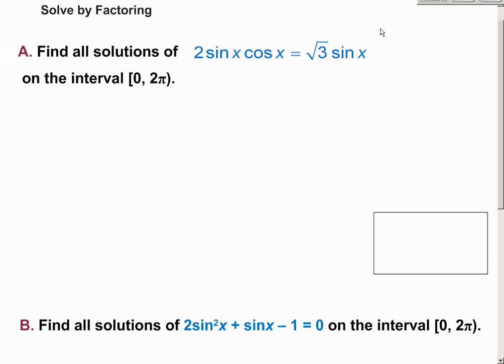We're going to continue solving trig equations by using the technique of factoring now. And we know to solve an equation by factoring that we must get one side of the equation to be 0. And that's where we're going to start. Note for this problem that we are solving on the interval from 0 to 2 pi.